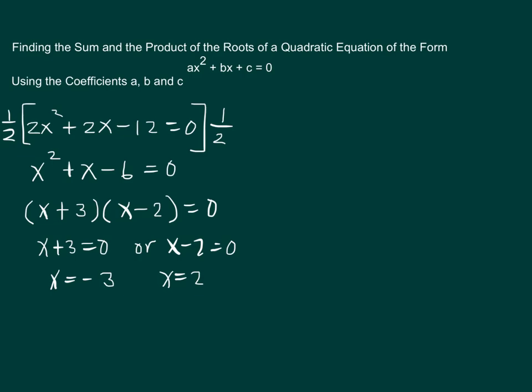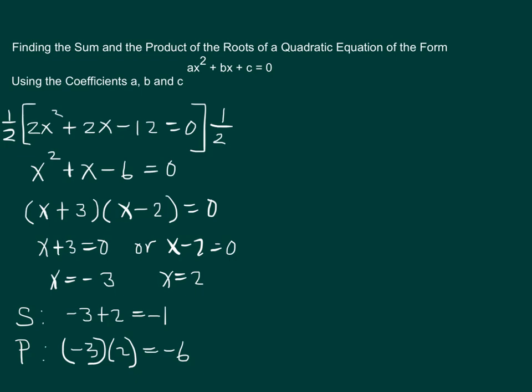Once I know the roots of this equation, it is now easy for me to find the sum and the product of the roots, because the sum is basically adding the two. So negative 3 plus 2 is equal to negative 1, and the product is negative 3 times 2, which is equal to negative 6. So that's how you find the sum and the product of the roots of the equation if you know the roots of the equation.